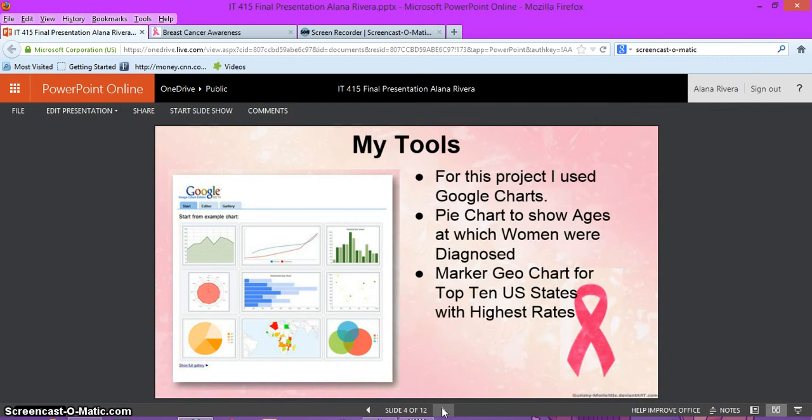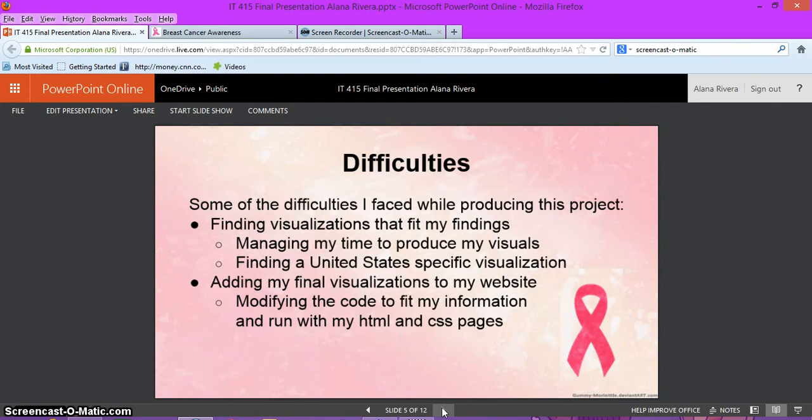So for my tools for this project, I decided to use Google Charts. I did want to use Vidi, which is a data visualization program. However, I found some problems with it once I started creating my visualizations. So for this project, I use Google Charts. I use a pie chart to show the ages at which women are diagnosed, and a marker geo chart for the top 10 U.S. states with the highest cancer diagnosis rates.